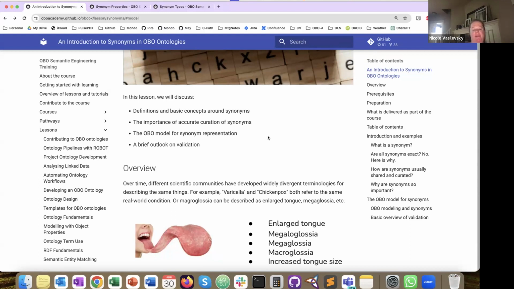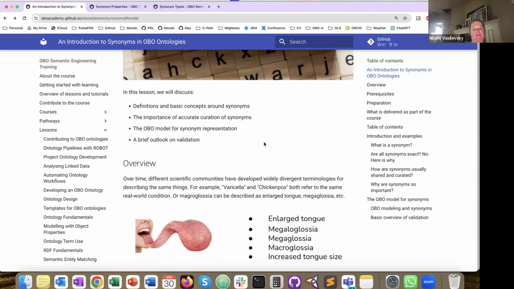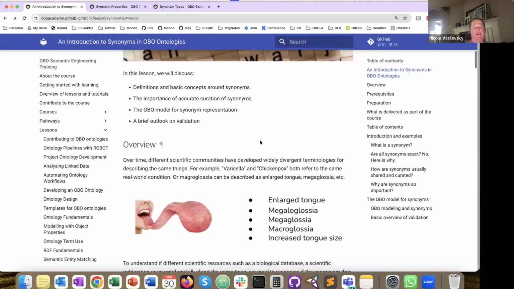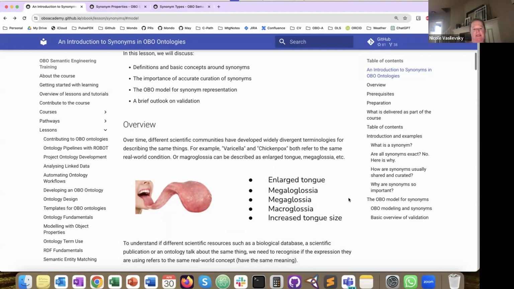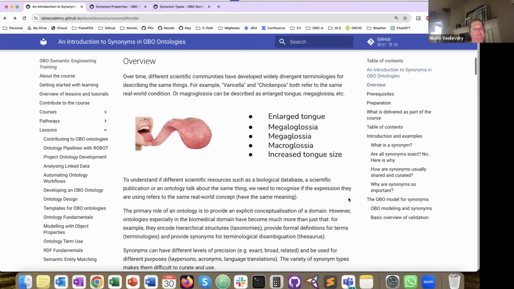As we're going to talk about in this presentation, we have different synonym scopes, so whether a synonym is exact or related or broad or narrow, which I think really helps with ensuring that we have accurate synonyms added to our ontologies. Third, the OBO model for synonym representation, the synonym concept or synonym scopes, and we'll also talk about the synonym properties. And finally, a brief outlook on validation and some of the quality control tests that we can run to ensure that we are adding synonyms to the ontologies in a consistent and complete way.